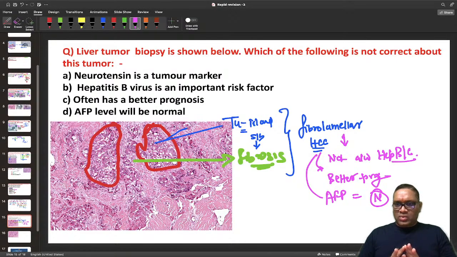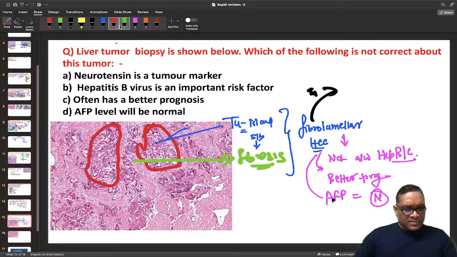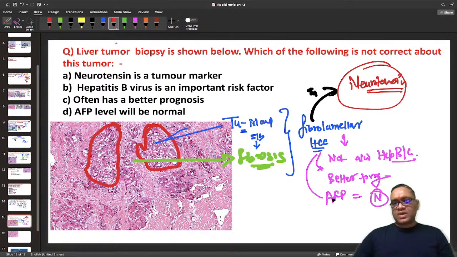They will have no association with the hepatitis B virus, and in fibrolamellar the AFP level is normal, right? So what should be the tumor marker in these cases? Can you tell me what will be the tumor marker? Yes, neurotensin will be the tumor marker, right? So neurotensin is the tumor marker for fibrolamellar.